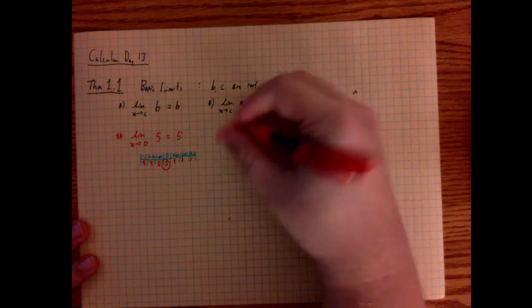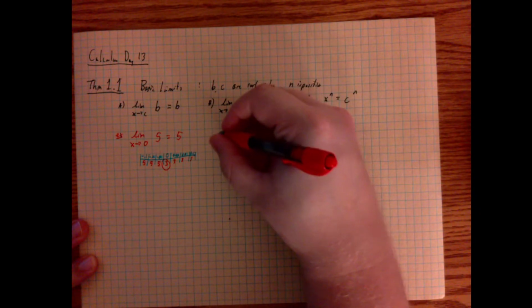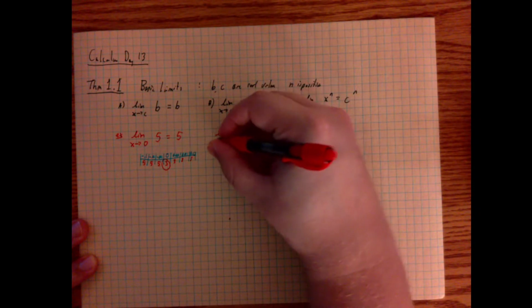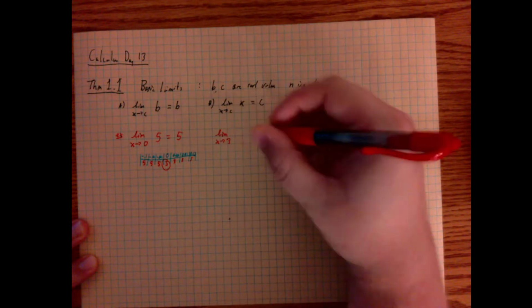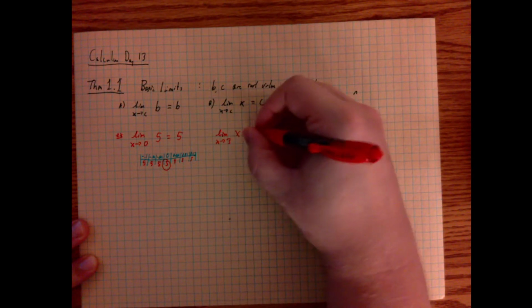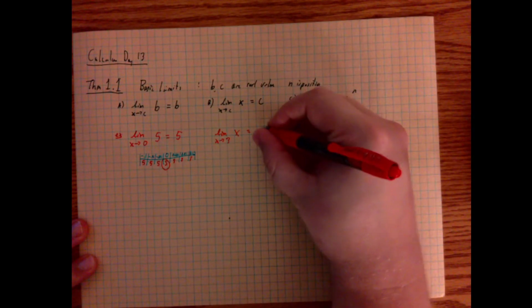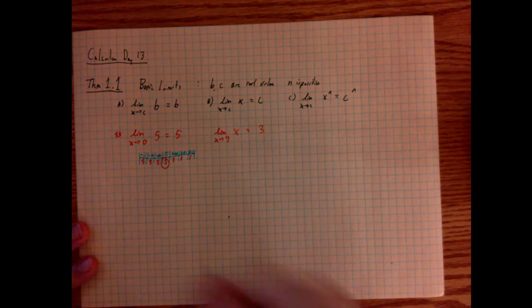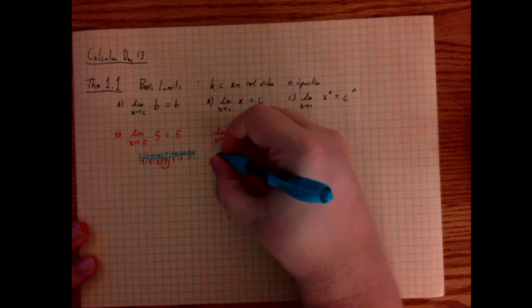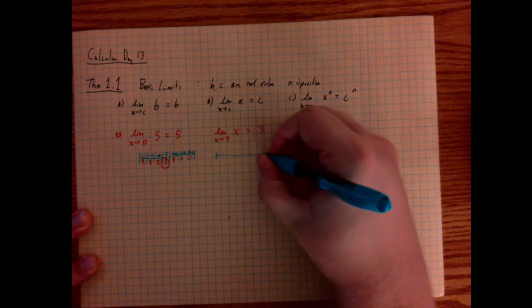And the same thing can happen here if we do the limit of x. So if I do, for example, the limit as x approaches 3 of x, well, that's just going to be 3. And I can prove that with my table again, using the numerical approach.